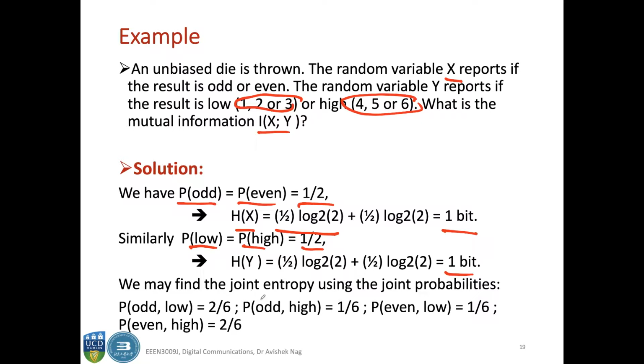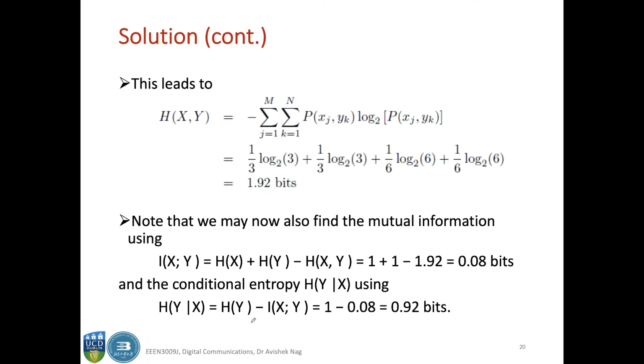So we may find the joint entropy using the joint probability. The joint probability of being odd and low is 2 over 6. You can verify these yourselves. The joint probability of odd and high is 1 over 6. The joint probability of even and low is 1 over 6, and the joint probability of even and high is 2 over 6. So this leads to H of xy, from the definition, as 1.92 bits.